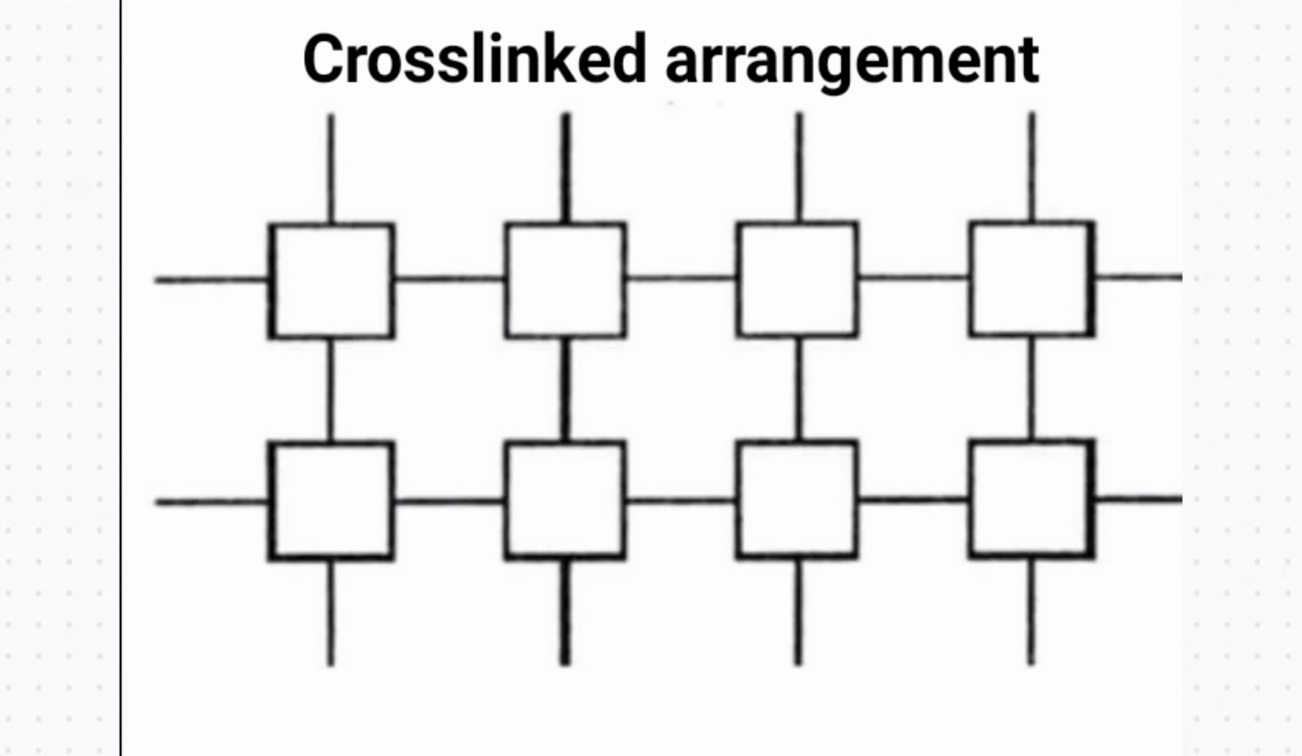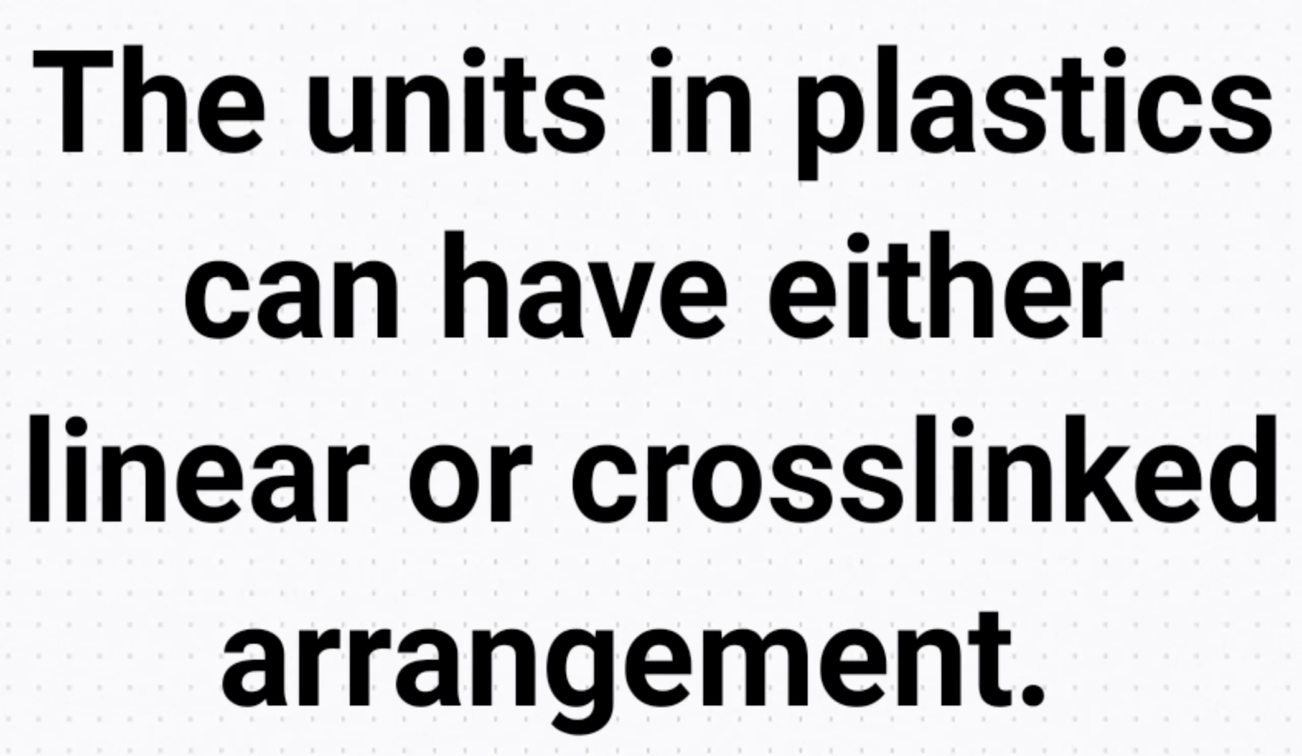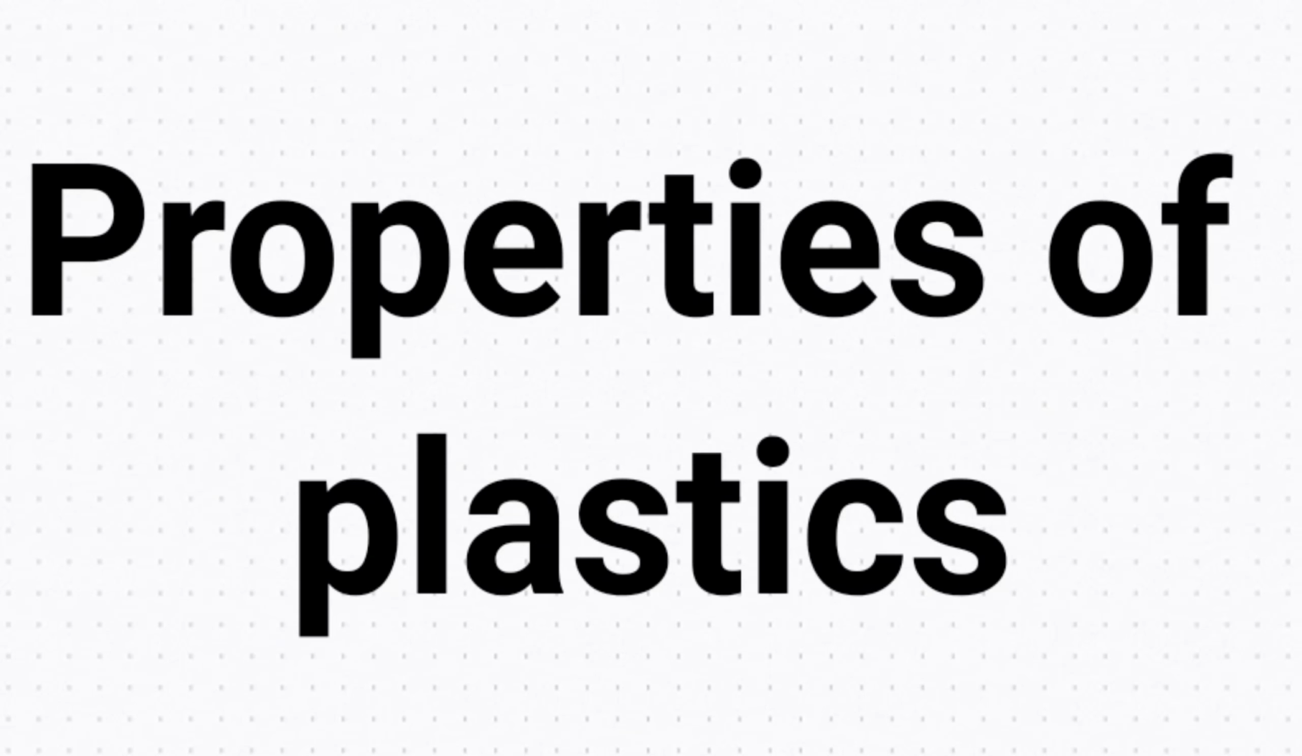Here, the units are arranged in a cross-linked pattern. Each monomer unit is linked to four neighboring monomer units. In short, the units in plastic can have either linear or cross-linked arrangements. Characteristics or properties of plastics.